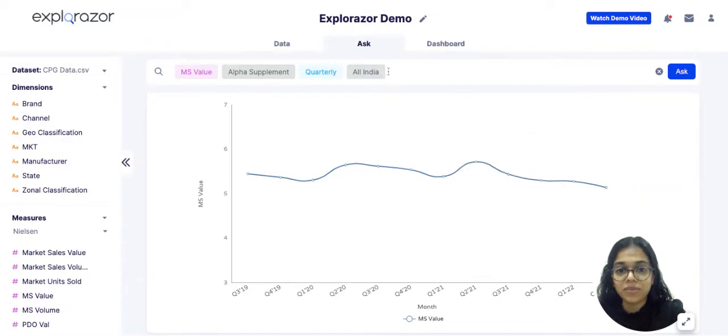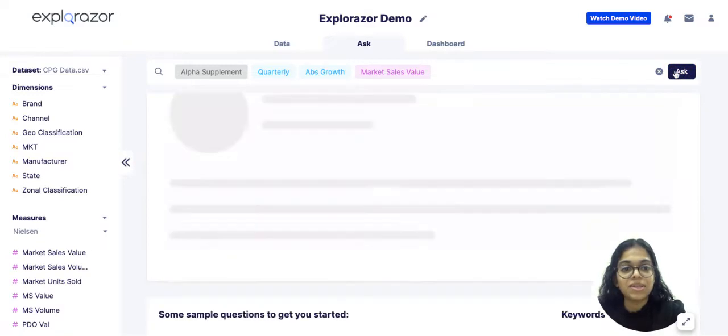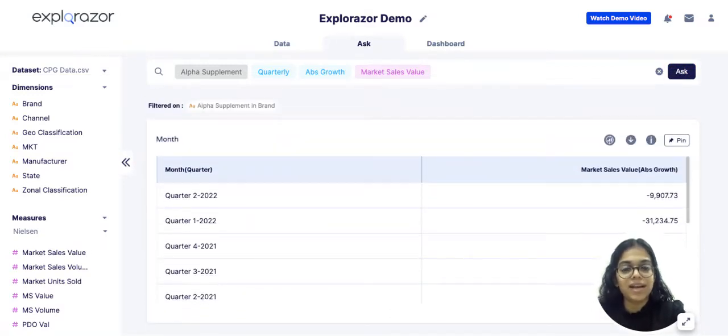So I'm going to remove a few aspects over here and look at the absolute growth or decline of my market sales value, which is another metric in my data. So now this will help me understand, has the market sales value been declining or increasing, and now I can clearly see it actually has been declining in the latest quarter. So I would want to find the root cause of why this is happening.